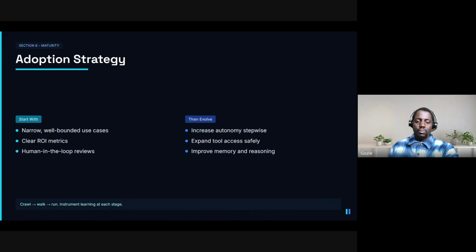That should be the right strategy on how to adopt agentic systems. I know some of us might be trying to understand how, within my organization, we can adopt AI agentic systems within my environment. This should be the best way to approach that. So that should basically be it.